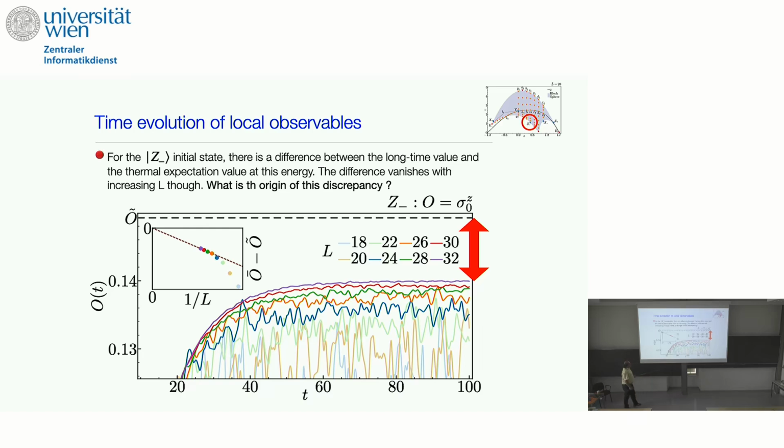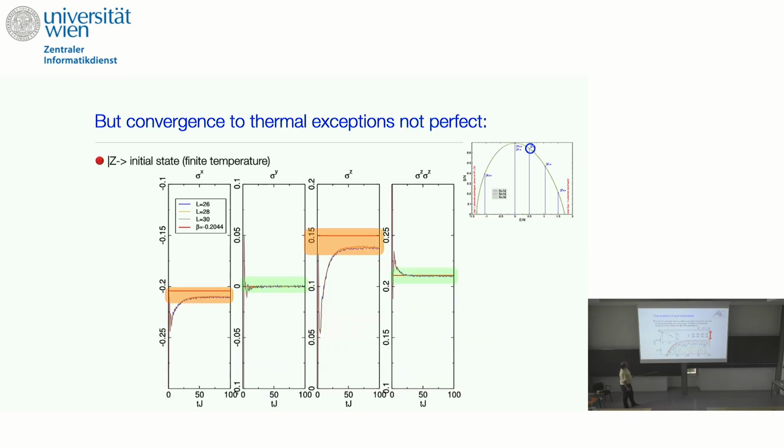And that's basically where the corrections to ETH come in. Here, this is just to show that you can also look at other observables. Some of them match, and others have clearly, also on a big scale, quite visible differences. So there's something to explain here.